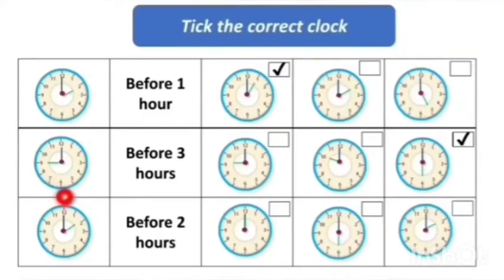Now let's see the next clock. The hour hand is at 2 and the minute hand is at 12. Before 2 hours, what was the time? Right, 12 o'clock. Go backward again: 1 and 2, 1 and 12. So, before 2 hours, the timing was 12 o'clock.